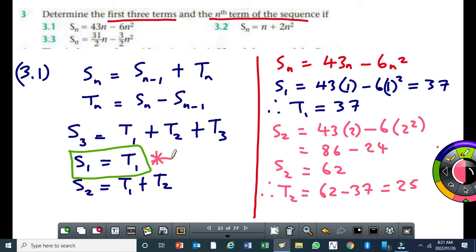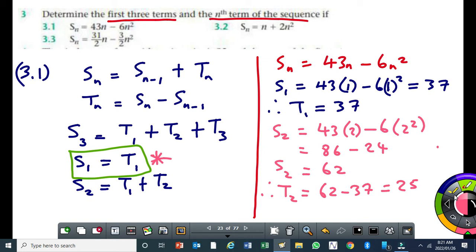So S2 means we are adding 2 terms. S3, 3 terms. Right? So I found T1 first. I need to get the first 3 terms of that series. Okay? It says sequence, but it's the same thing. A sequence and a series are connected. Remember, I told you that a series is an addition of terms in a sequence. Okay? So S2 will be equal to, I calculated, I got 62. This 62 means if you add 2 terms, you get 62.